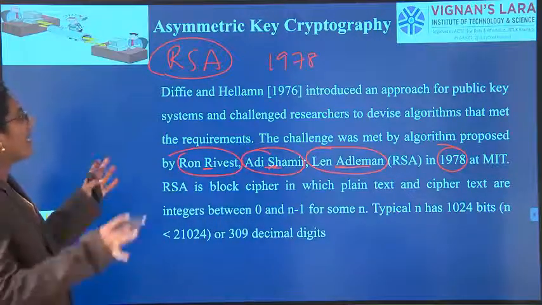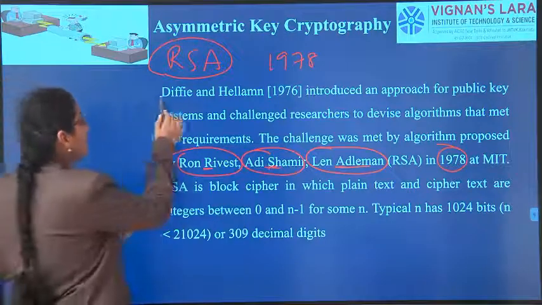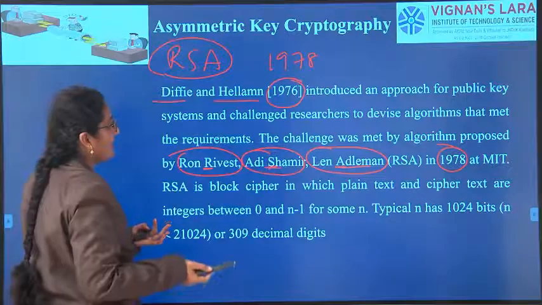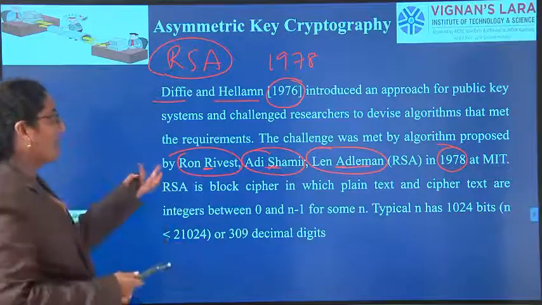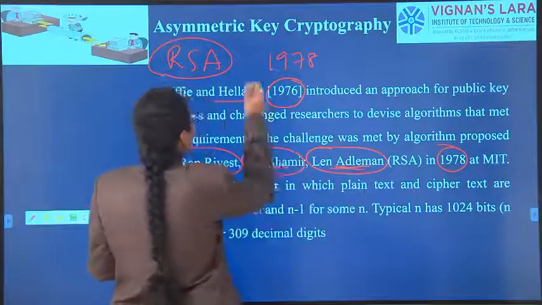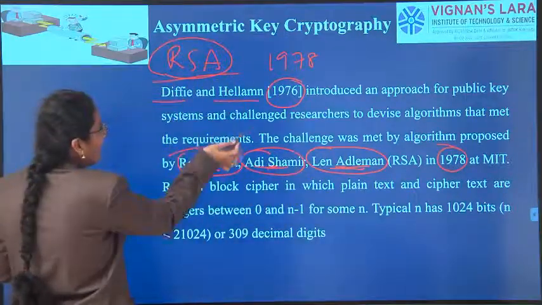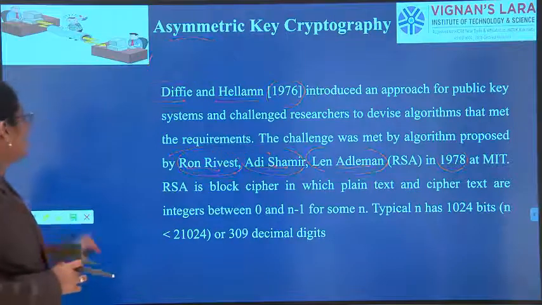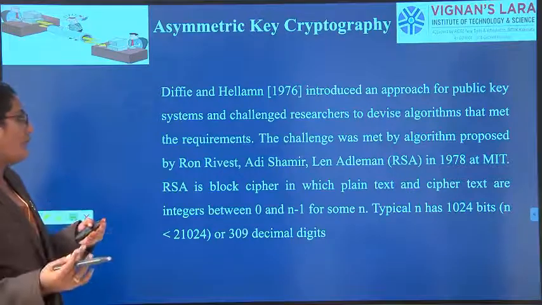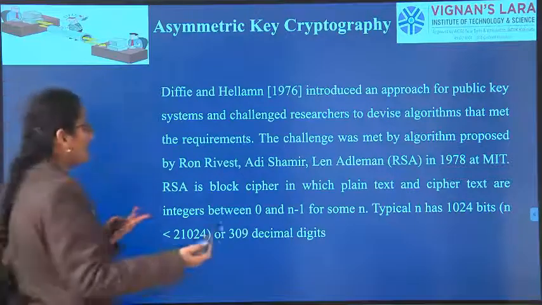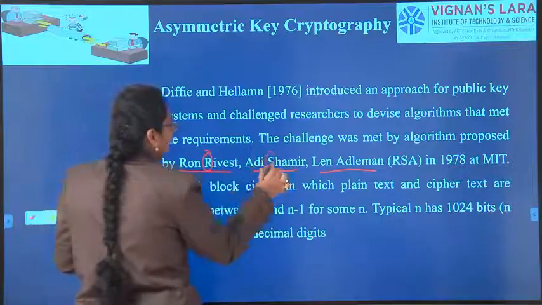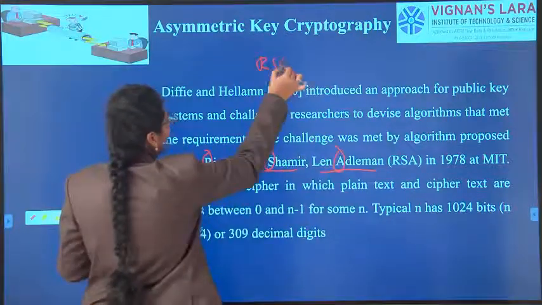So what is the story behind RSA? We have two persons, Diffie and Hellman. In 1976, they gave some requirements and challenged somebody to meet them. These three people designed an algorithm called RSA, and this met the requirements challenged by Diffie and Hellman. RSA was invented in 1978. What is the full form of RSA? There are three inventors, Rivest, Shamir and Adleman. On their names they named it RSA.